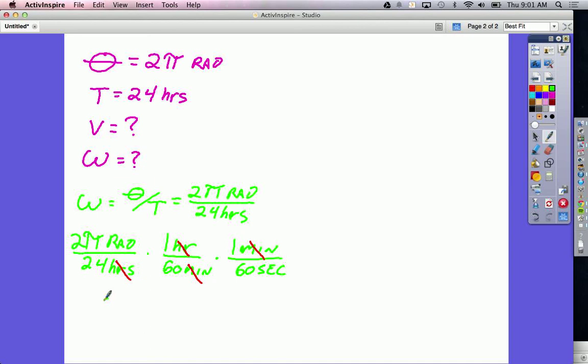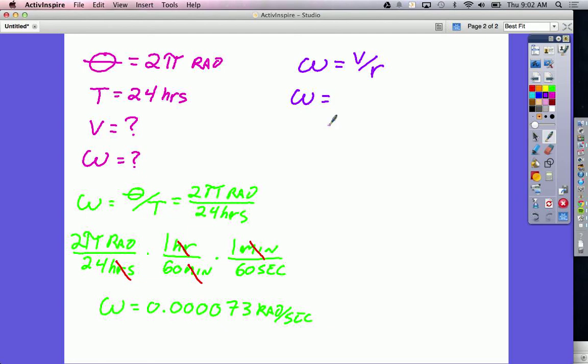And when I do that, I find out that my angular speed is very, very slow, which is 0.0000073 radians per second. So in terms of angular speed, we're not turning terribly fast. But when it comes to linear speed, what we can do now is use our linear to angular conversion equation, which is omega equals velocity over the radius. And since I'm trying to find velocity, I've got to multiply that r up to the left side, so I'm going to have omega r equals the velocity.